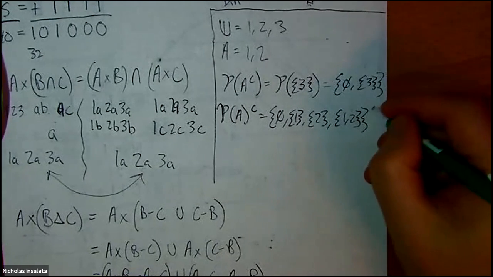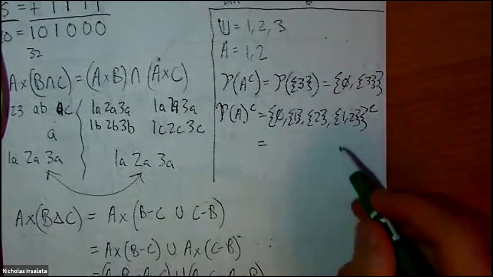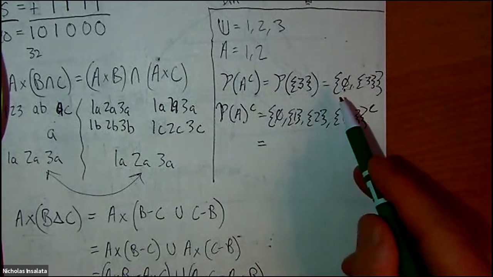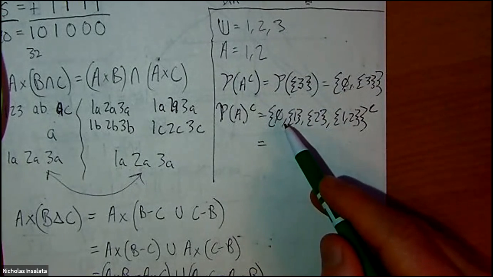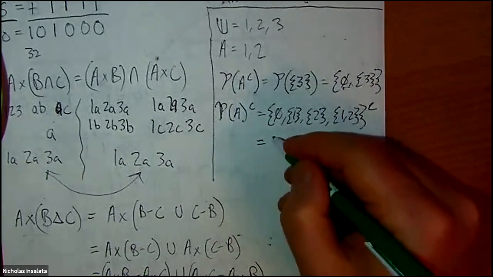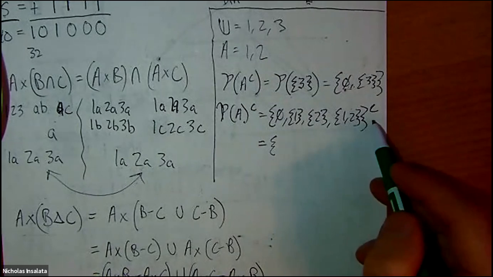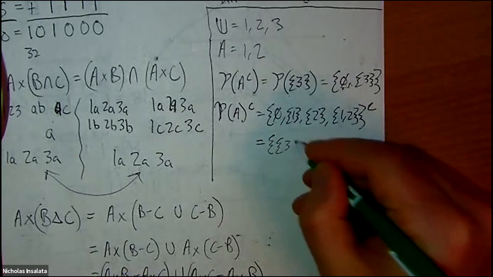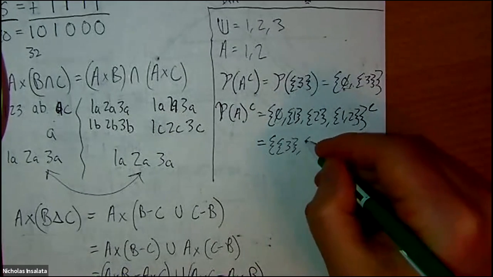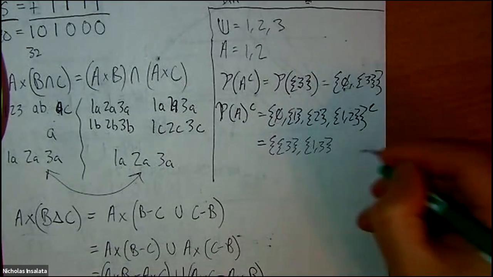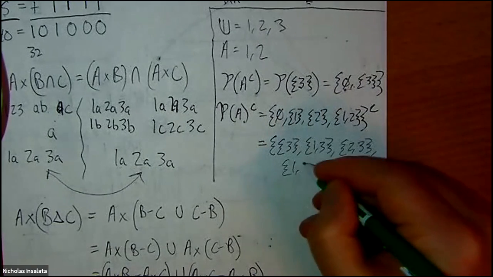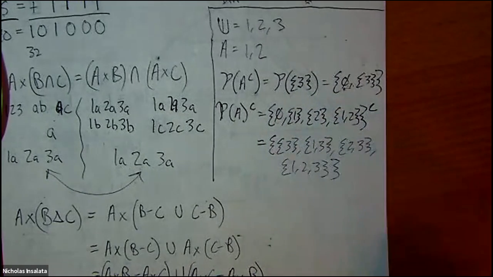Okay, and we want the complement of that. Well, first of all, the empty set is not going to be in the complement, right? So this is already going to be wrong. What else is going to be in the complement? Well, certainly the set singleton 3, but also anything else with a 3 in it. So {1, 3}, {2, 3}, and {1, 2, 3}. Does that make sense? Yeah, you see it now.